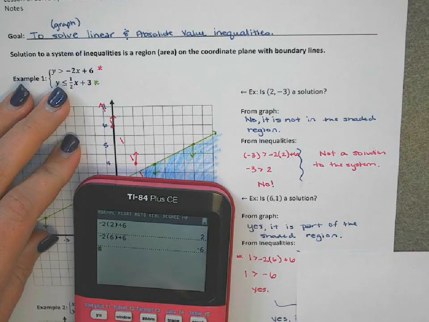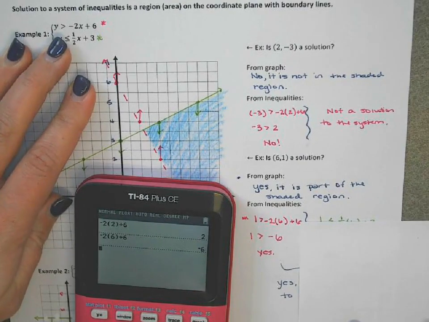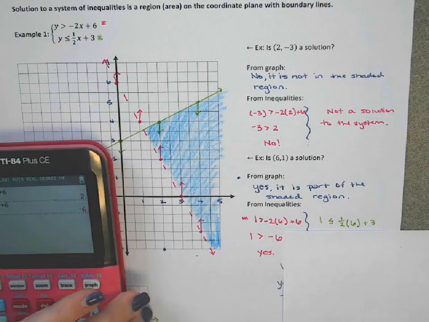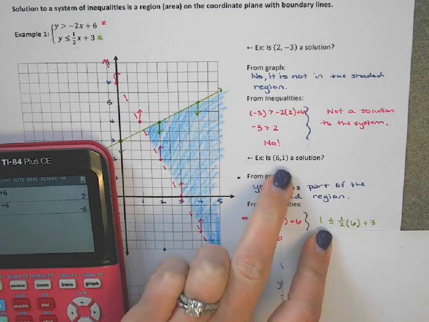Yes. And then we move on and we test the green inequality since it worked on the pink one. So when we test the green one, we do the same thing. Our green one was y is less than or equal to. The y that we're plugging in is 1.